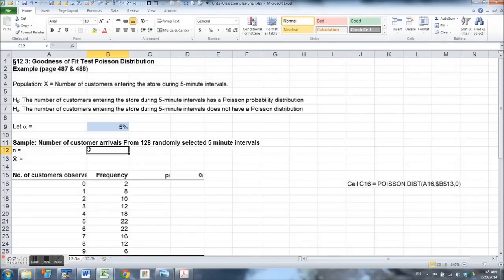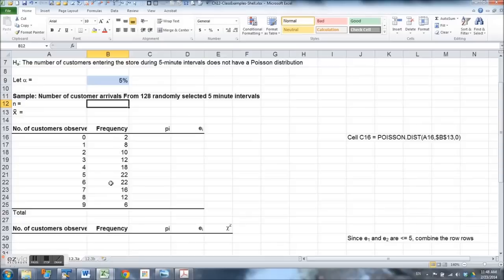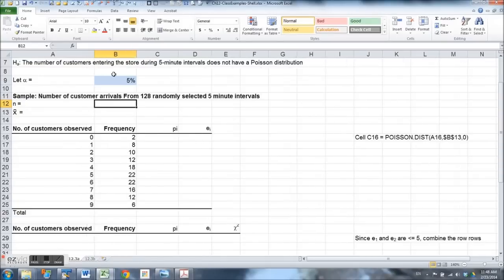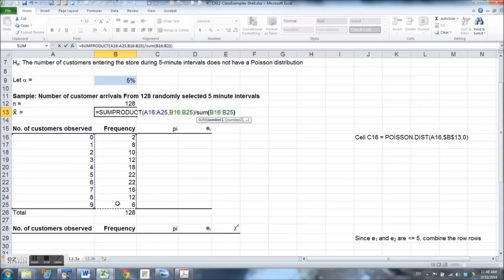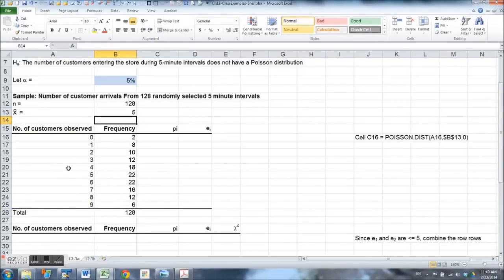Now the sample size: we already have the data arranged here. If you sum all the frequencies, that will give us the sample size. Now, for X bar we have to compute a weighted average. So we start with SUMPRODUCT of the X values, comma, the corresponding frequencies as the weights. And then we divide by the sum of the weights, which is the sum of the frequencies. So that gives us the X bar.